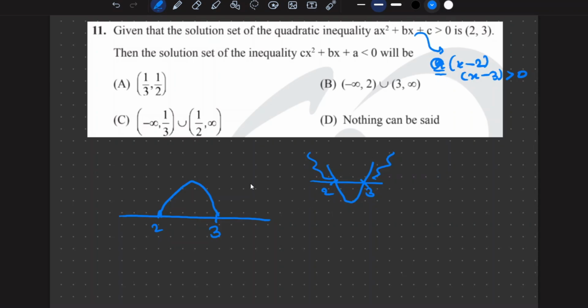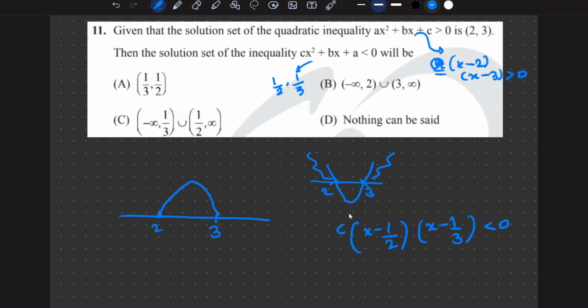Okay, so now here also we'll take c out. We know that the roots here are 1 by 2 and 1 by 3. So what we can say is we can write this expression as c times (x minus 1/2)(x minus 1/3) is negative.